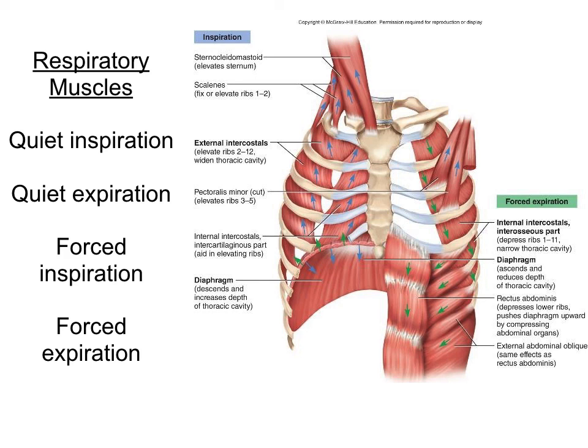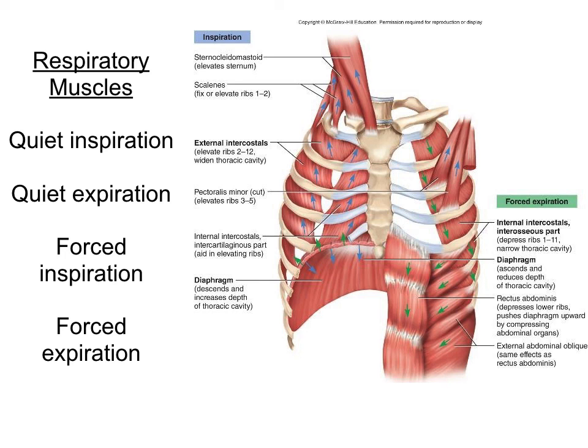Now, quiet expiration is a completely passive process. It is due to the elastic recoil of all of your stretched tissues. So it's the elastic recoil of the muscles when they relax. It's also due to the elastic recoil of the elastic fibers within your alveolar walls. So your lungs are very, very elastic. And when those elastic fibers stretch with inspiration, they're going to recoil and help make those lungs smaller with expiration.